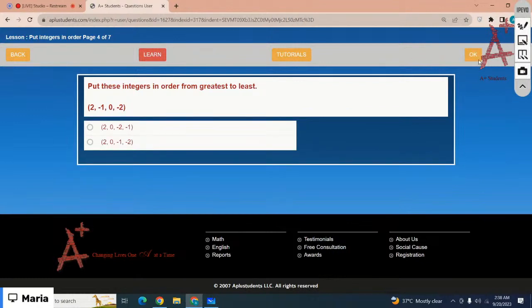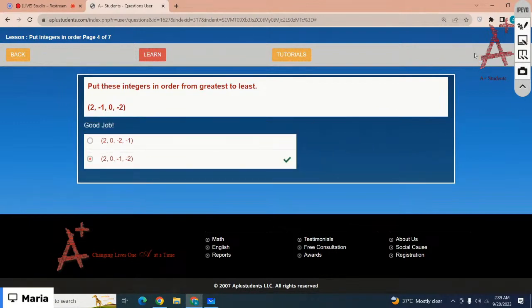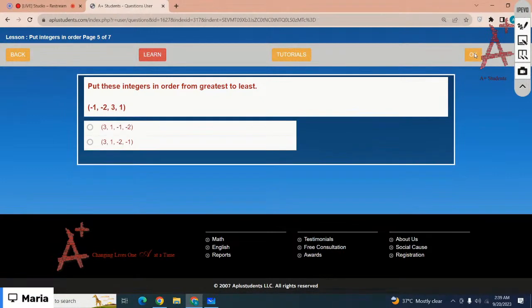Okay, the next one is put these integers in order from greatest to least. So which is the correct option? You have to arrange them from greatest to least. Option number 2 is the correct option. 2, 0, -1, and -2. Very good. The second one is the correct option.